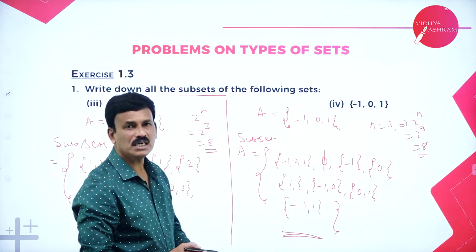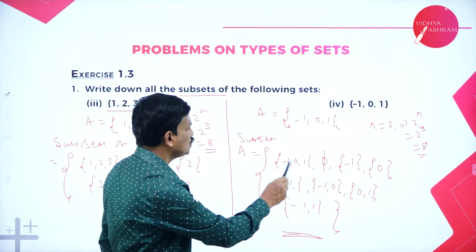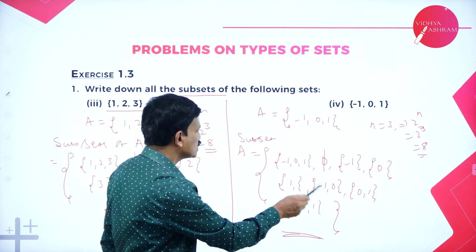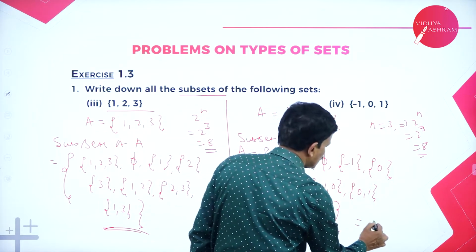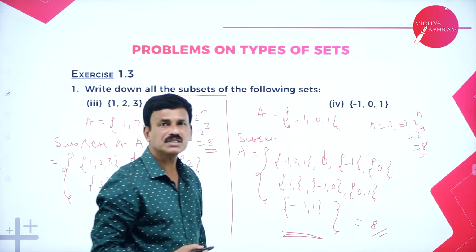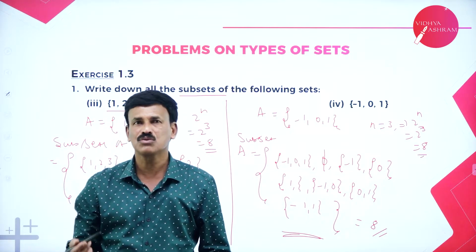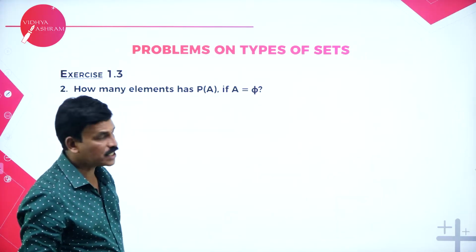See, how many subsets are there? 1, 2, 3, 4, 5, 6, 7, 8. So this contains 8 subsets. So these are the subsets of the given set. Hope you followed. Now let us come to the next type of problem.